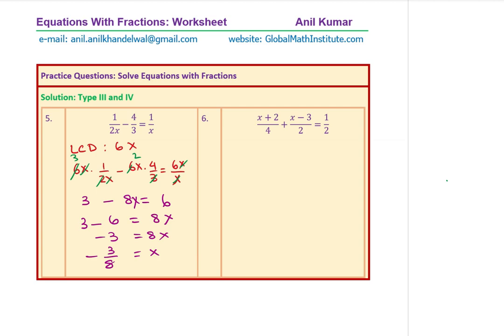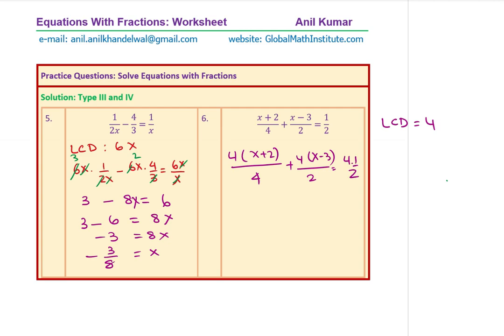So multiply by the common denominator to get your answers. Let's do it once again for question number 6 in our worksheet. Well, the lowest common denominator in this case is 4. So we are going to multiply each term by 4. So we have 4 times (x plus 2) over 4 plus 4 times (x minus 3) over 2, sorry, the question has 2, right? So equals 4 times 1 over 2.